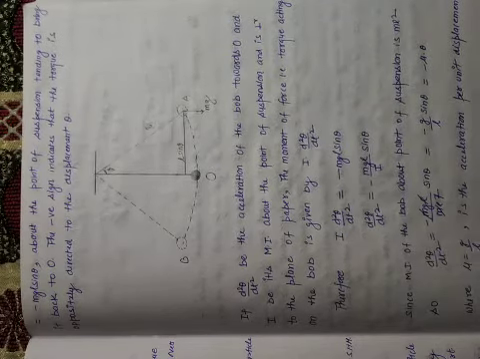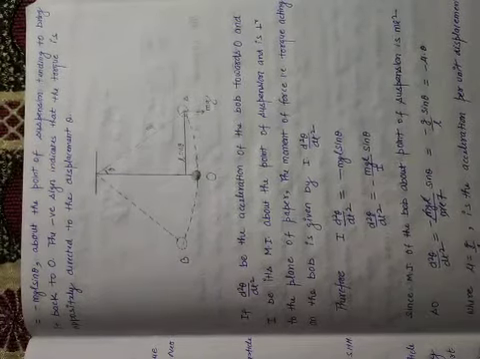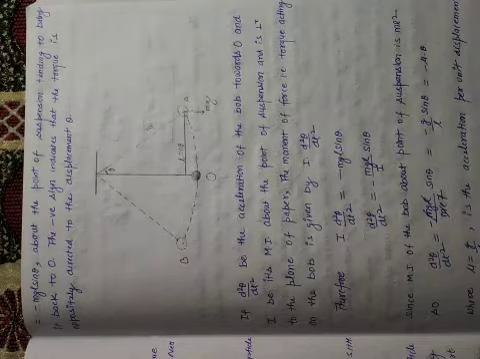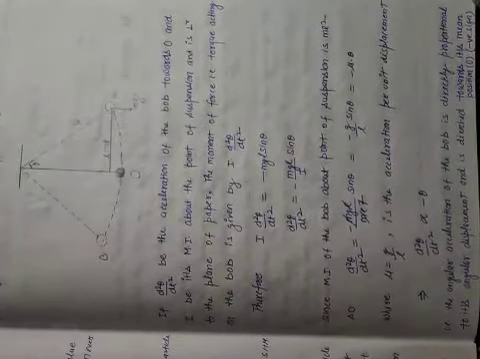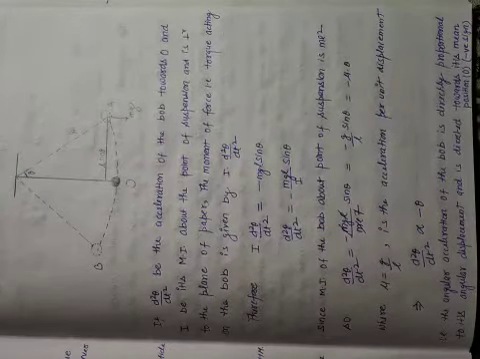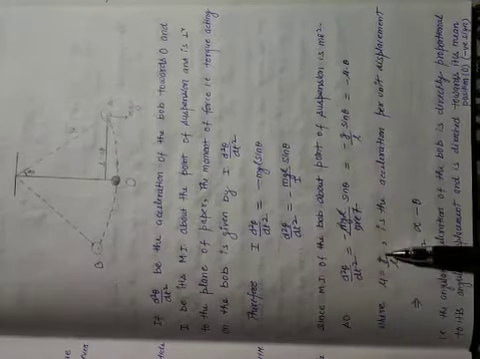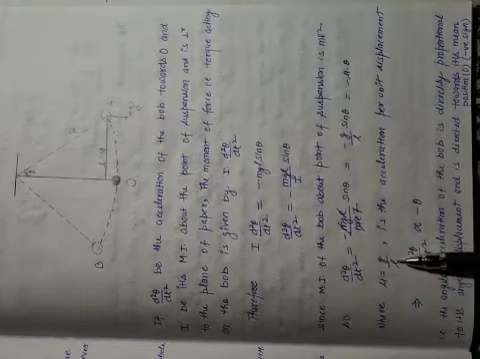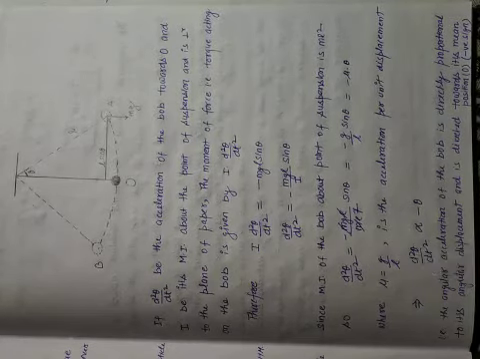See, if L is equal to 1, then mu is equal to g. That's why mu is defined as the gravitational acceleration per unit length. This mu is equal to g by L. If L is equal to 1, then mu is equal to g. So you can define mu as gravitational acceleration per unit length.